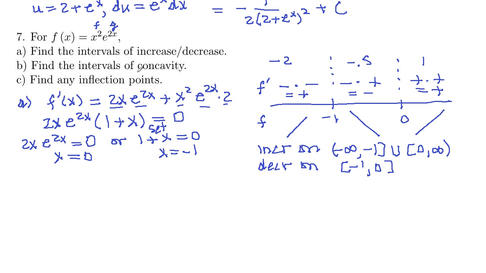Intervals of concavity, so that's concave up, concave down. So that is going to be the second derivative. So let's take this piece here for our f prime, and then we want to do a product rule on that. So our f prime of x will be 2x e to the 2x times 1 plus x. So now we need our f double prime.